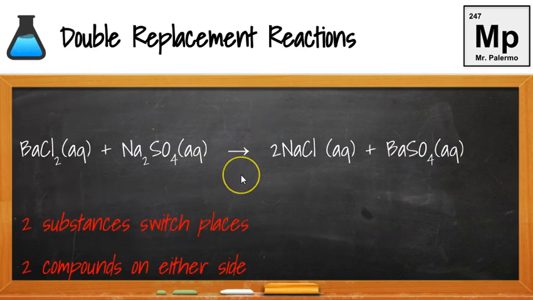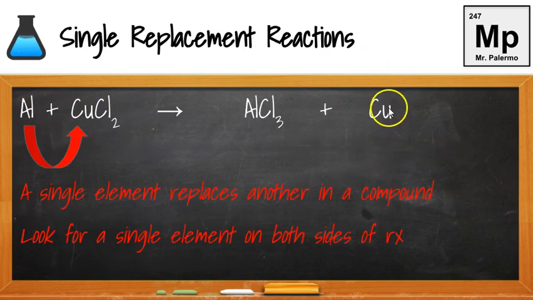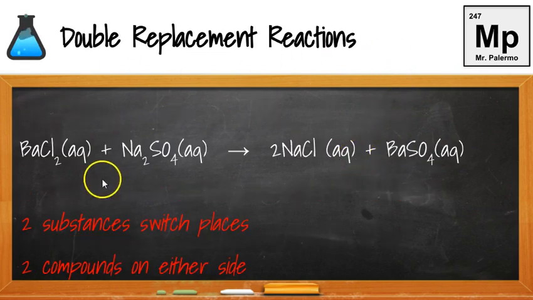A double replacement, we have two substances switching places. So we can recognize this and also differentiate this from our single replacement reactions in the fact that we have two compounds on either side, where in the single replacement we had a single element on each side. And so let's see what happens.